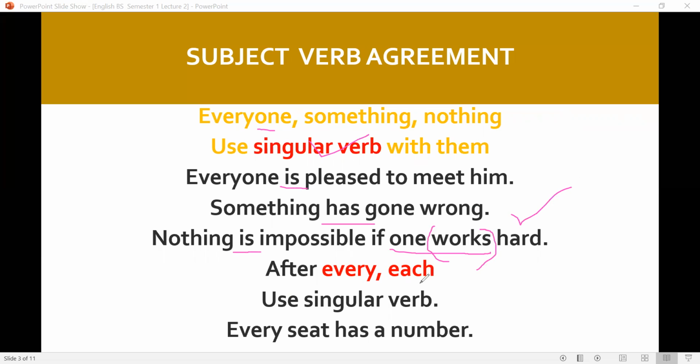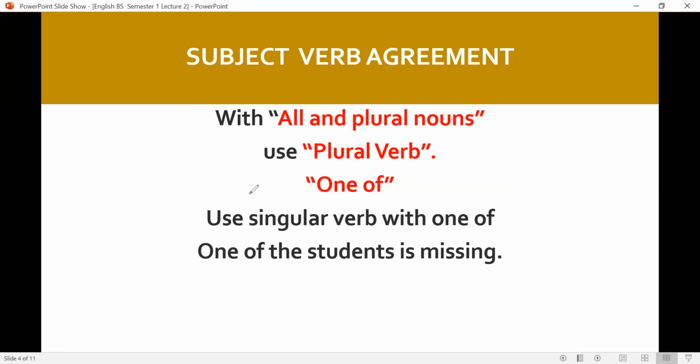After every and each, use a singular verb. Every seat has a number. So these are singular, and the verb should be used singular. With all and plural nouns, use a plural verb.